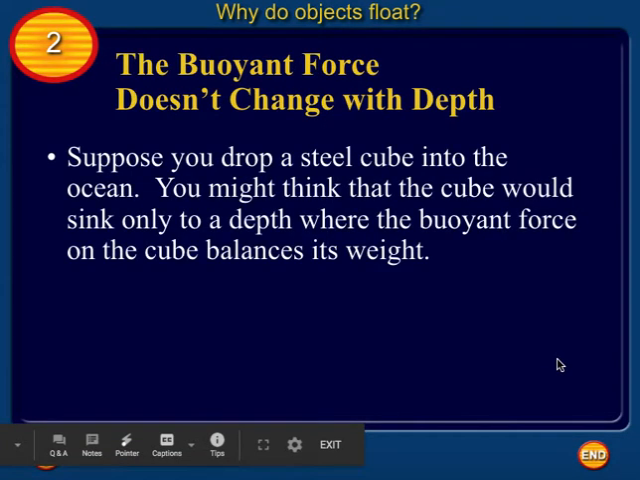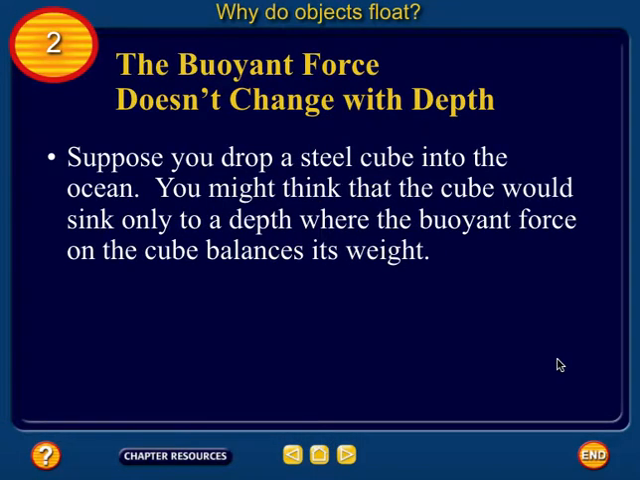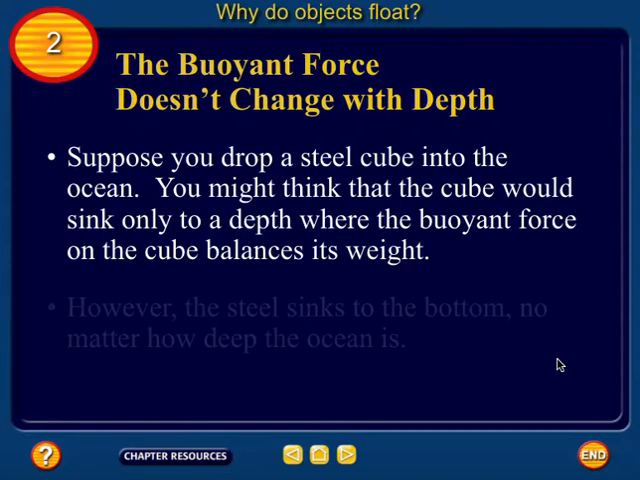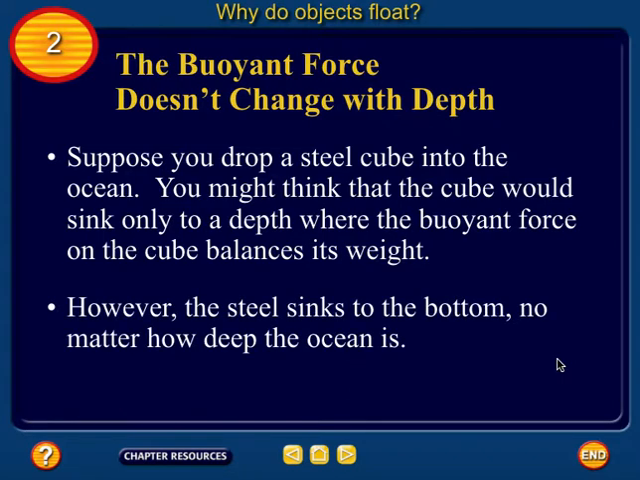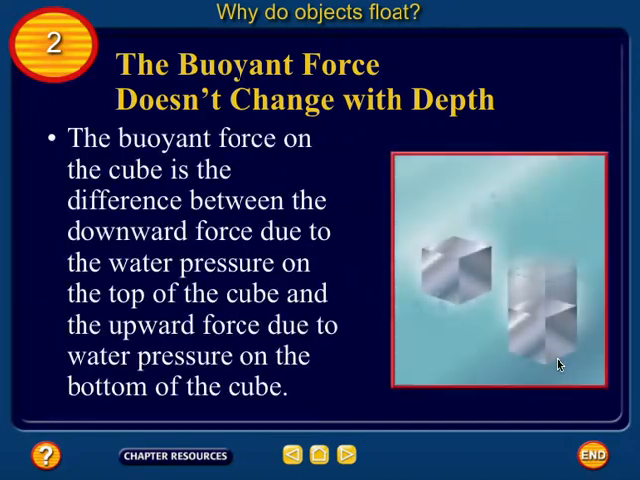Suppose you drop a steel cube into the ocean. You might think that the cube would sink only to a depth where the buoyant force on the cube balances its weight, but that's not true. The steel sinks to the bottom no matter how deep the ocean is. It doesn't have a point of equilibrium where the force going downward equals the buoyant force. It will just constantly keep sinking until it gets to the bottom.